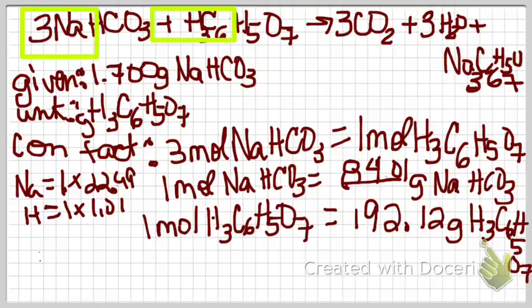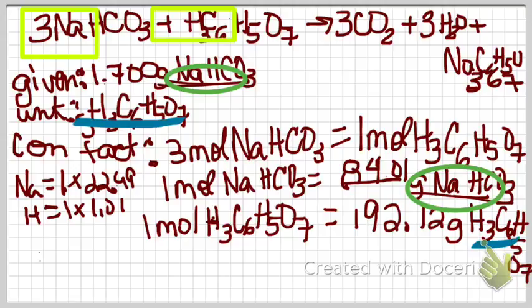Okay, and once you know those things, then you're ready to solve. I'm always going to solve by starting with my given. I'm going to make sure I have grams of sodium bicarbonate right there, and grams of sodium bicarbonate right here. I can circle them: grams, grams. I also have grams of the citric acid, so I know I'm ready to solve. And I'm always going to solve by starting with my given.